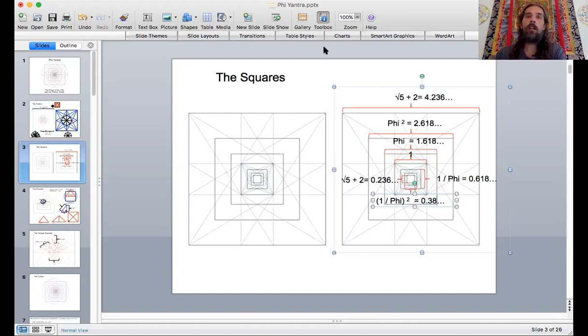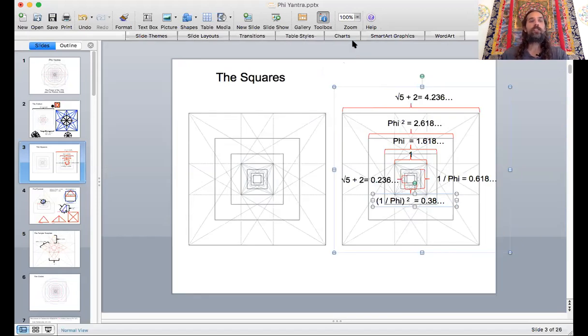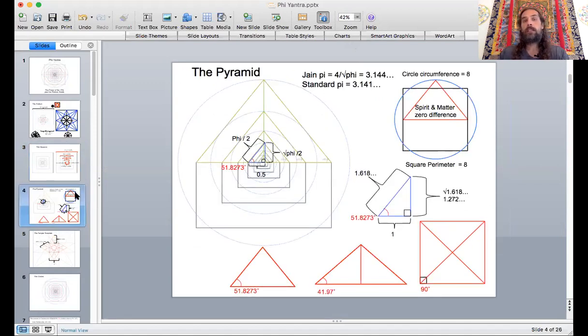This is why I'm calling this the Phi Yantra. It's a little bit of a play off of the Sri Yantra, so I figured the Phi Yantra would be nice to have too. Like I said, it's not something I'm just making up. The math and the numbers don't lie. Anybody that starts to draw this pattern is going to come up with these same numerical values if you start with a 1 inch square.